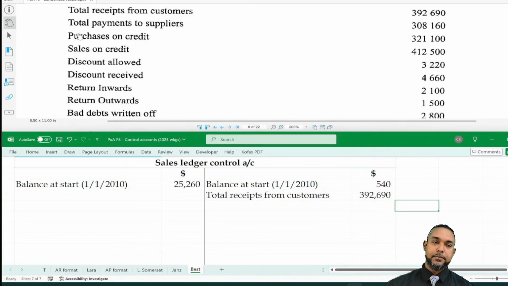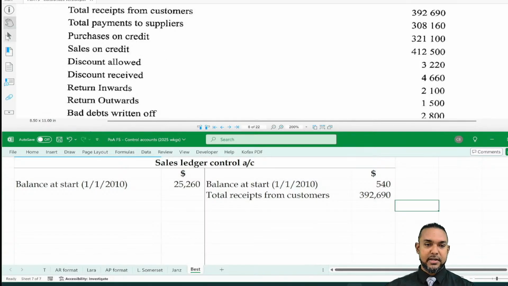Okay, so again, payments to suppliers, we're ignoring that. Purchases on credit, we're ignoring that. Sales on credit, right? So that is the primary interaction with your debtors. That is the reason we have debtors in the first place. Sales on credit or credit sales. By the way, what journal would we go to find out total credit sales? Here's sales journal, all right? So sales on credit is 412,500.